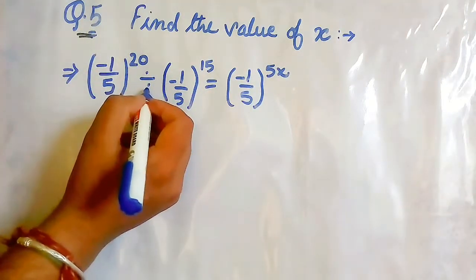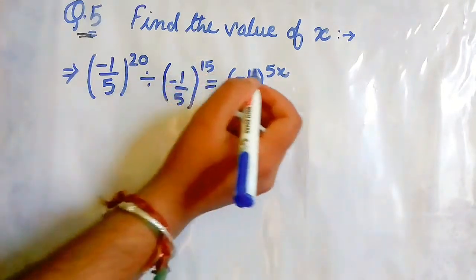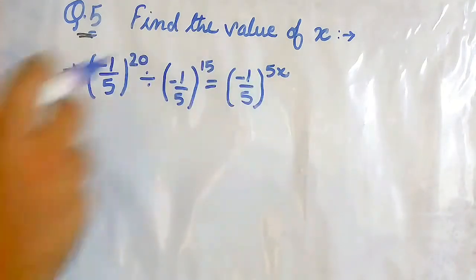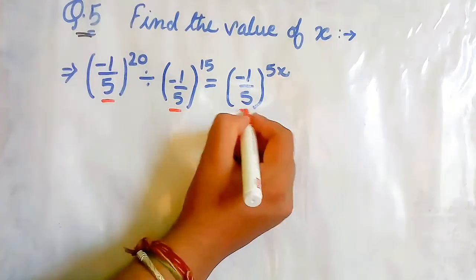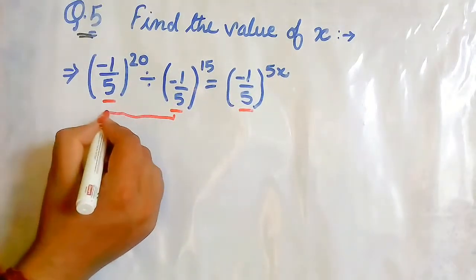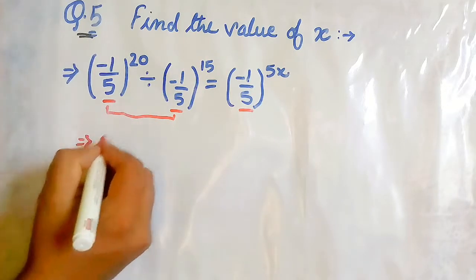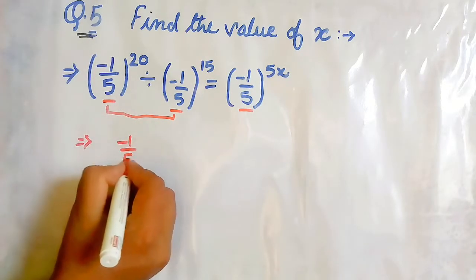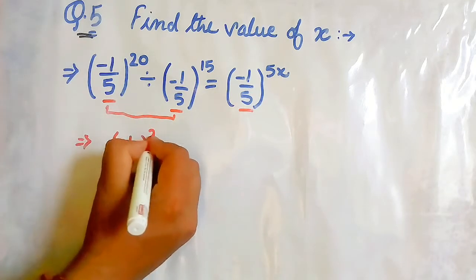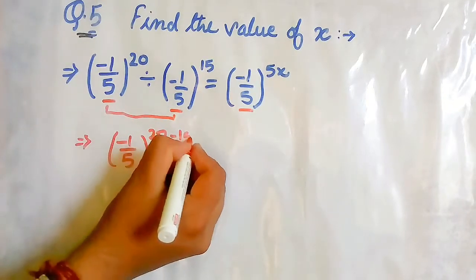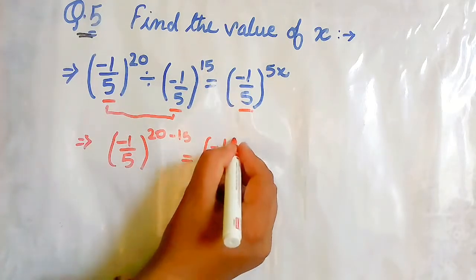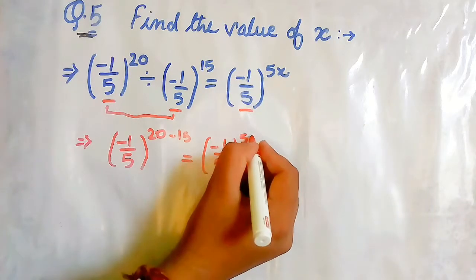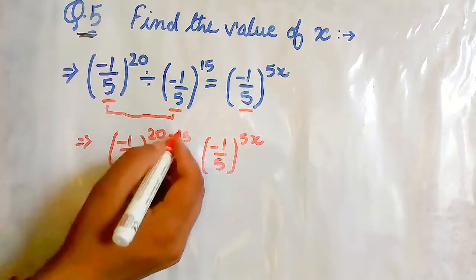It is (-1/5)^20 divided by (-1/5)^15 equals (-1/5)^(5x). So here also the bases are the same. We have to calculate the powers only. Simplify the left hand side first of all. Minus 1 upon 5, bases are the same. Division is there, so the powers will be 20 minus 15, equals (-1/5)^(5x) as it is.